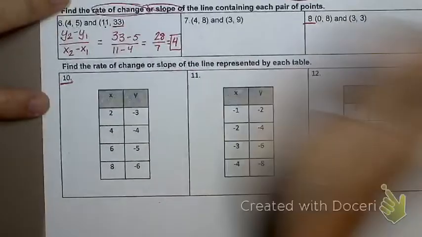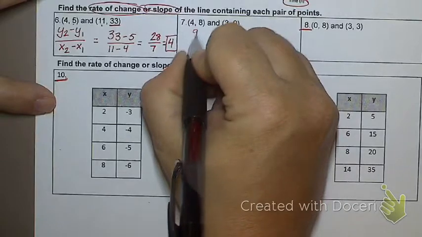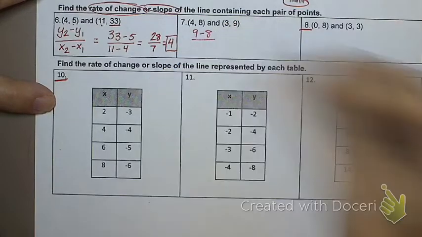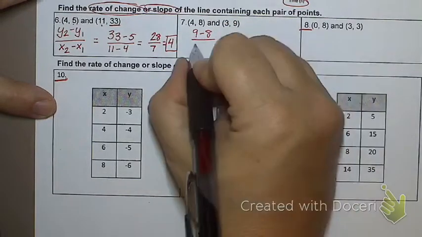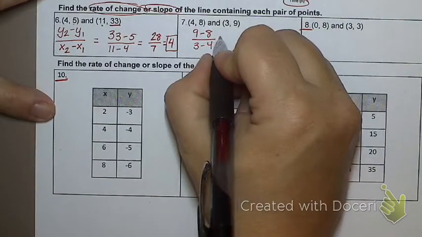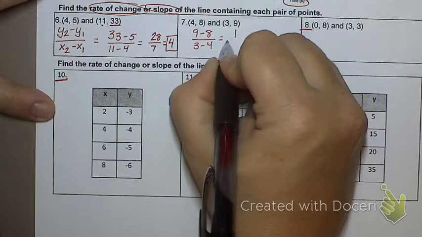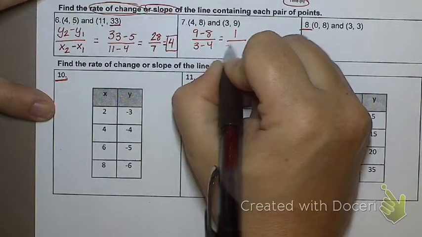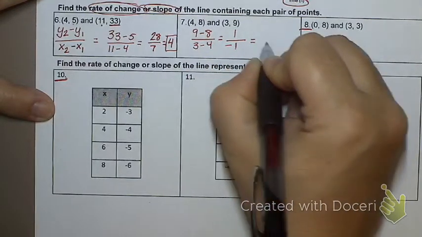Okay? All right, so this guy, if I did 9 minus 8, what would my bottom have to look like? 3 minus 4. I cannot do 4 minus 3. I have to keep it in the same order. 9 minus 8 is 1. 3 minus 4 is negative 1, and what's 1 over negative 1?